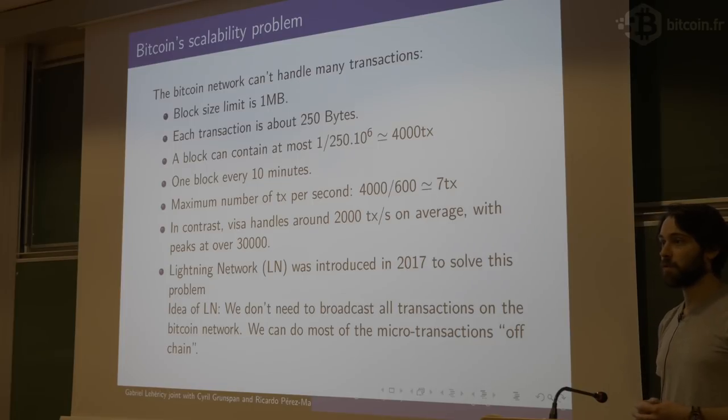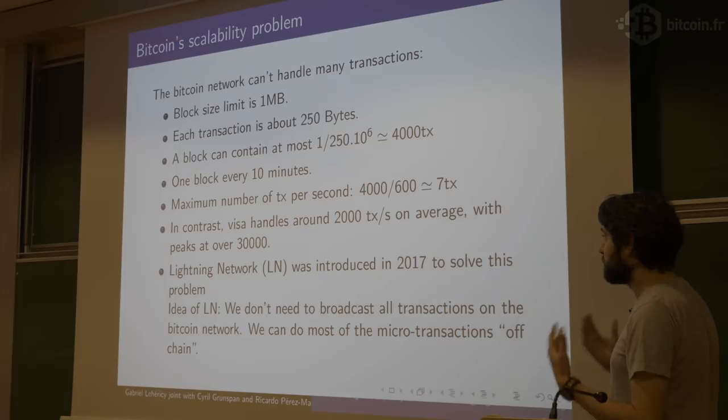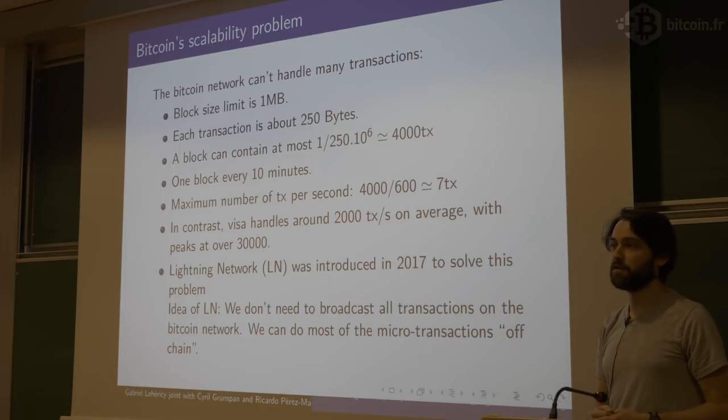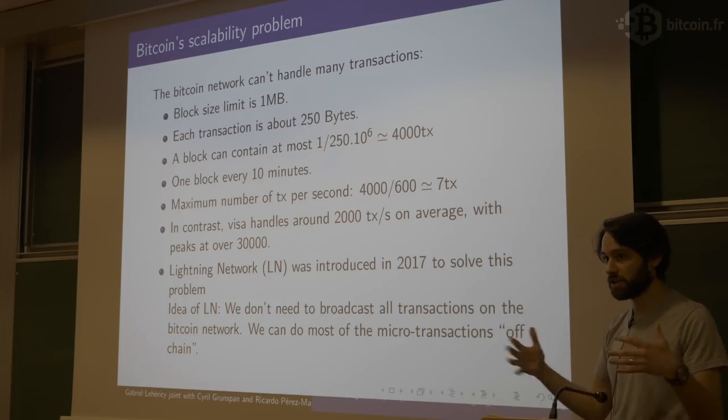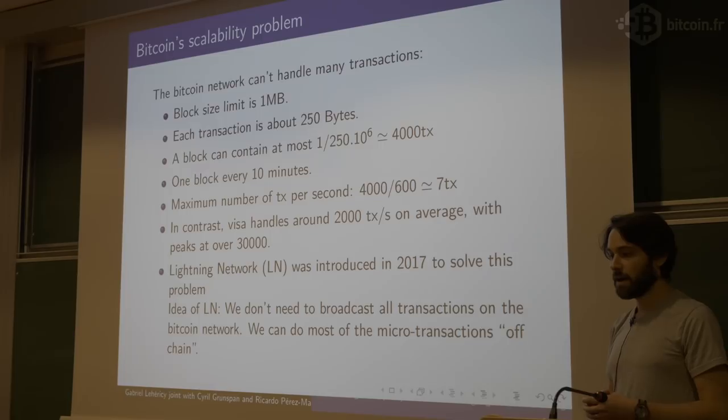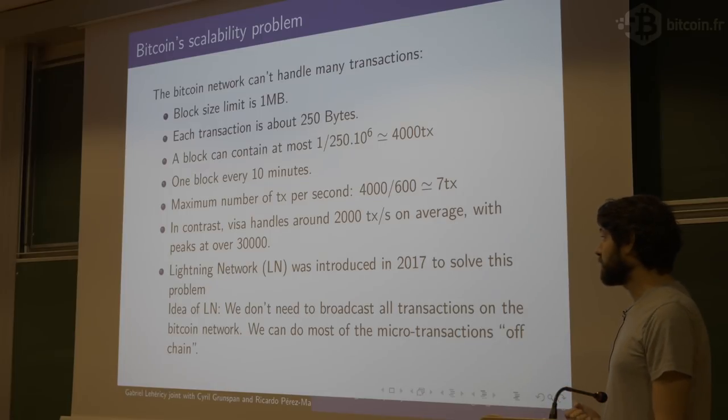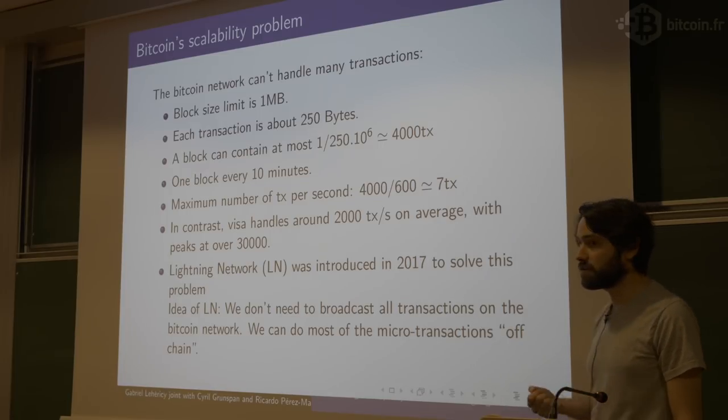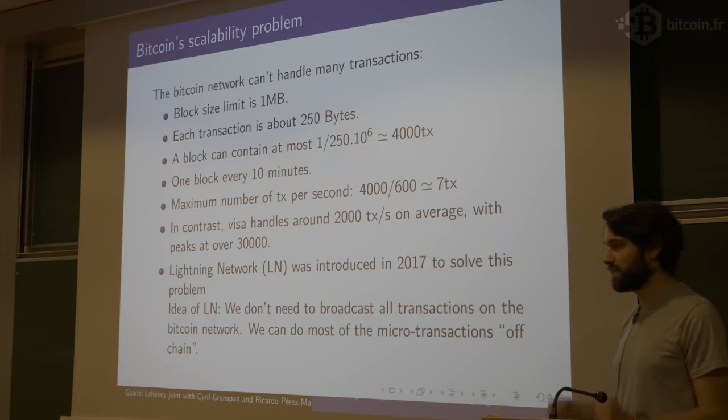The Lightning Network was designed to address the scalability problem. The main idea behind it is that, in the original idea of Bitcoin, all the transactions are public and need to be published on the blockchain. But the idea behind the Lightning Network is that actually you don't need to publish all transactions.